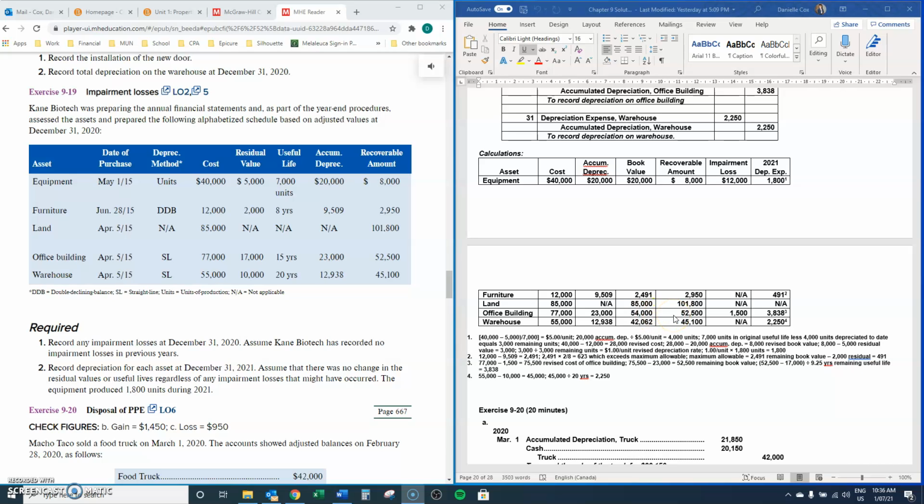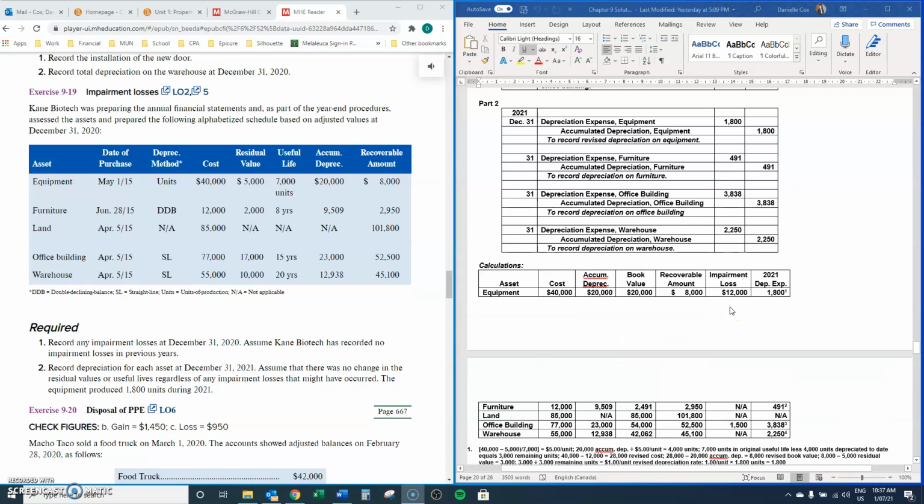Office building, our book value is 54,000. Recoverable amount is 52,500. So again, our book value is higher, so we need to write it down. So we're going to record an impairment loss. And warehouse book value is less, so we're fine. There's no impairment loss there.